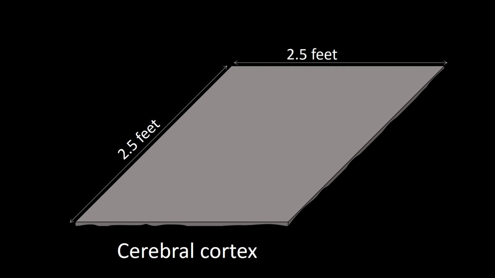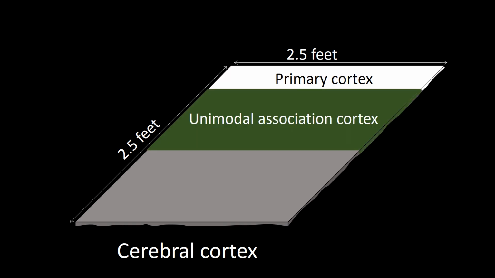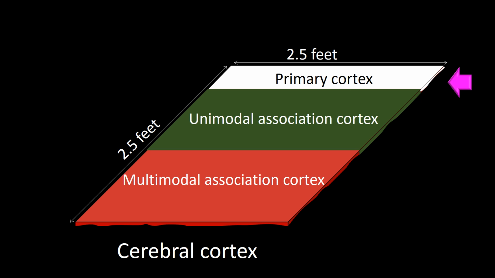The cerebral cortex consists of a 2.5 by 2.5 feet mantle covering the surface of the brain. The cerebral cortex is constituted by the primary cortex, the unimodal association cortex, and the multimodal association cortex. The primary cortex is not examined during mental status examination, but its normal functioning is required to conduct a full mental status exam.